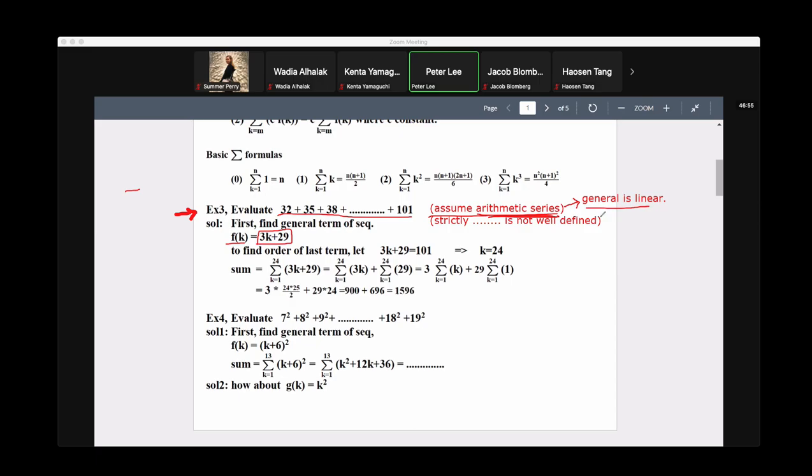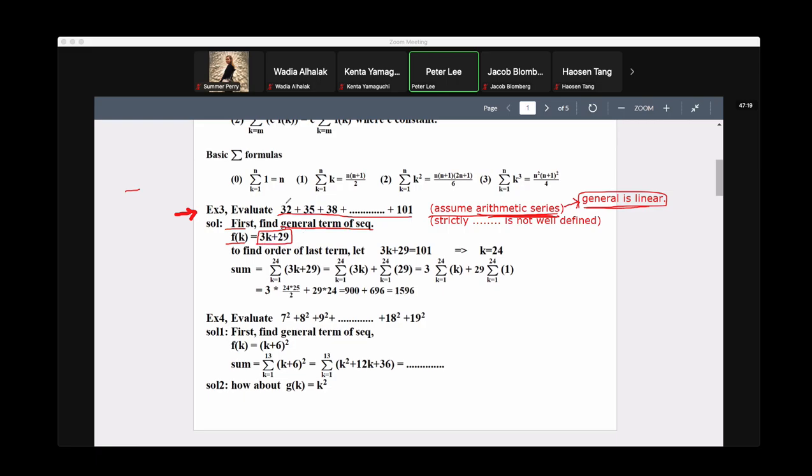So most likely, I'm going to tell you that the general term is linear. That means f of k is equal to something times k plus a number. It's a linear function. Then that becomes an arithmetic series. Now in this case, 32, 35, 38. So how do you get the sum here? First, find the general term. So in this case, f of k is equal to 3k plus 29.